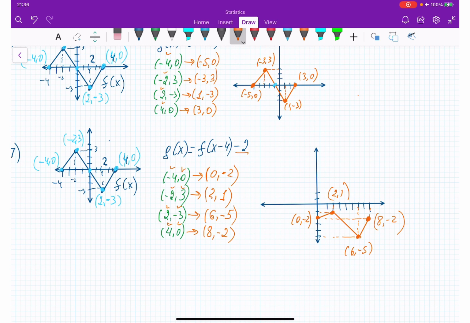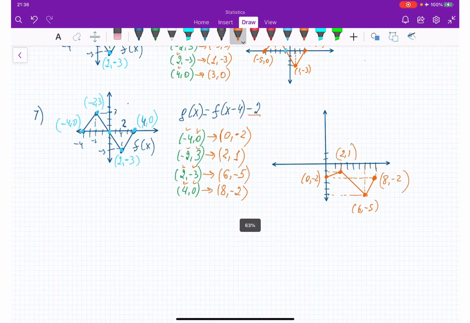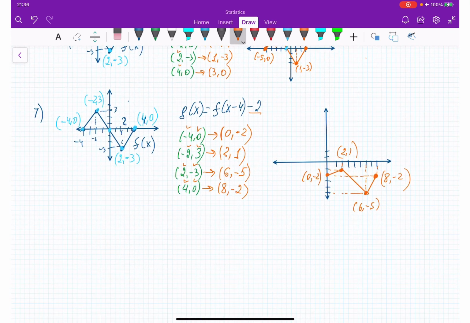Next. Question number 8. Okay, for question number 8, we have a different graph. Well, it's similar, it's just the coordinates are different. Okay, we can use it. Number 8.